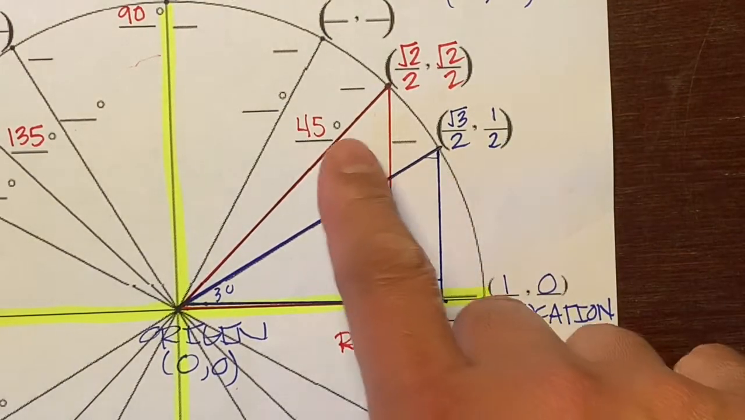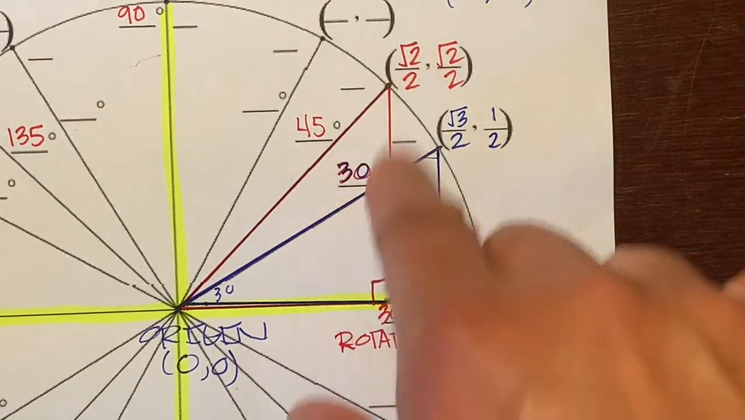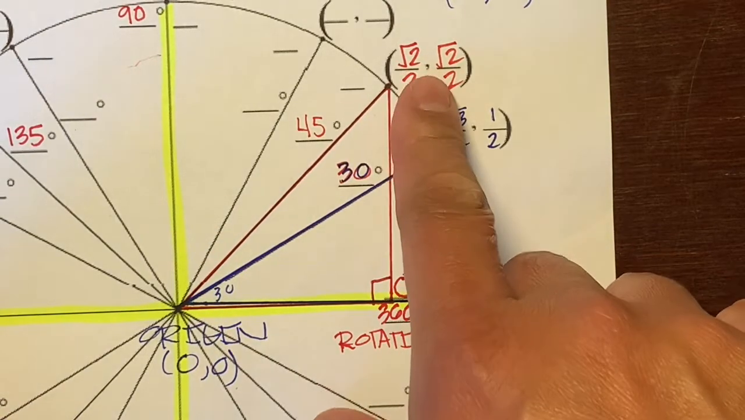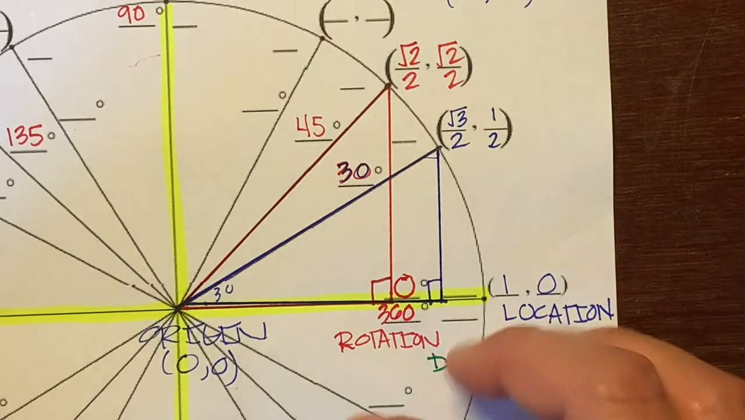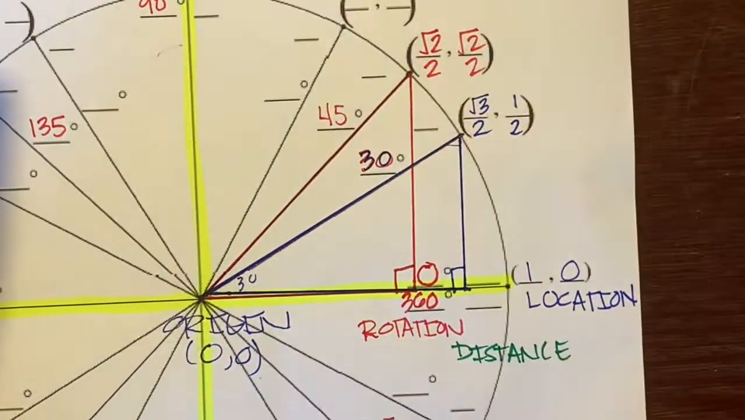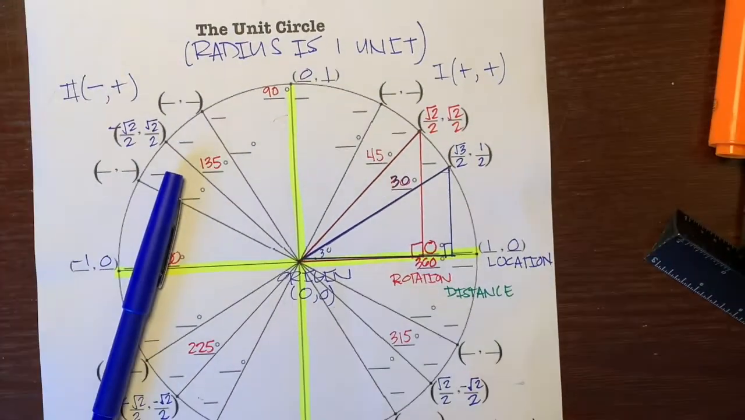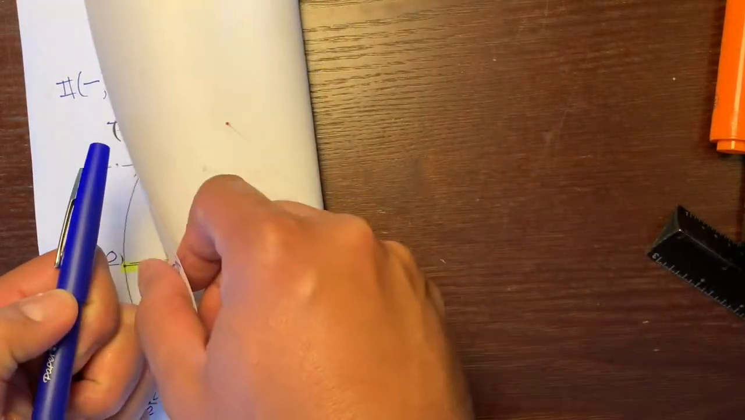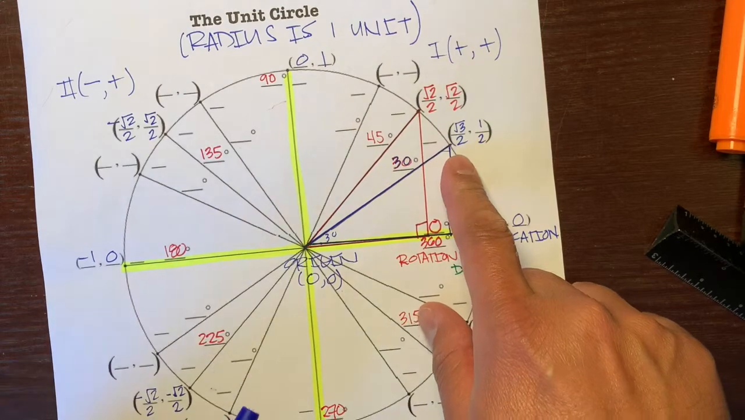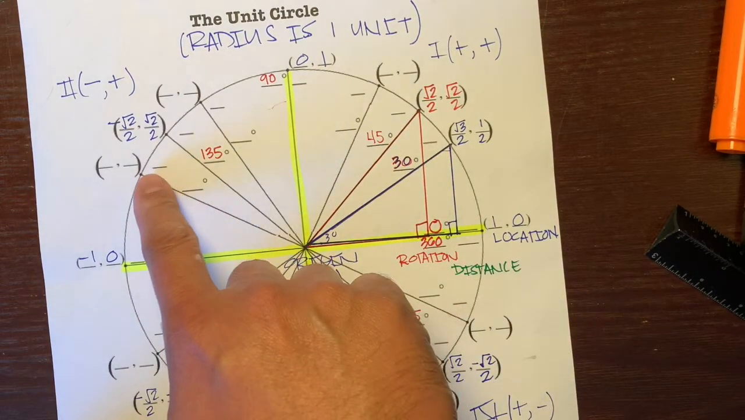And just like the 45-degree rotation, we can use this value to help us figure out other locations. So if we reflected this point over the y-axis, this point would end up just right here.